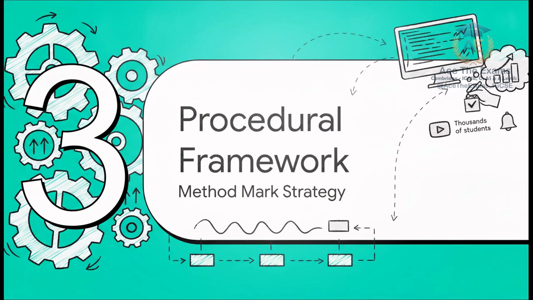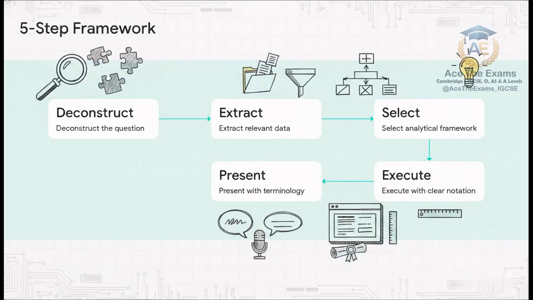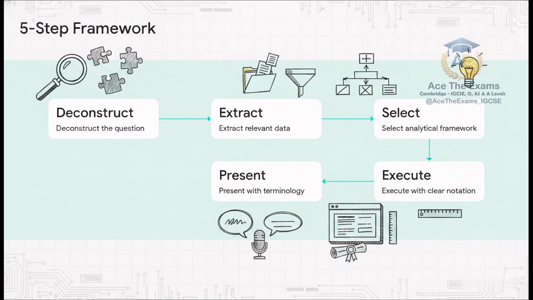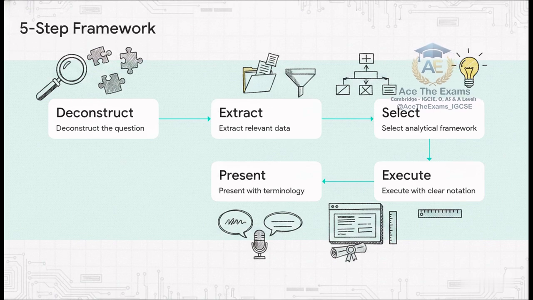All right, Section 3, the procedural framework. This is the core of our robot engineer strategy. This is the method mark strategy that will save you when the clock is ticking. I want you to literally burn these 5 standardized steps into your memory. This is your automated pattern for processing any CLI question. Think of it like a piece of software executing a script.